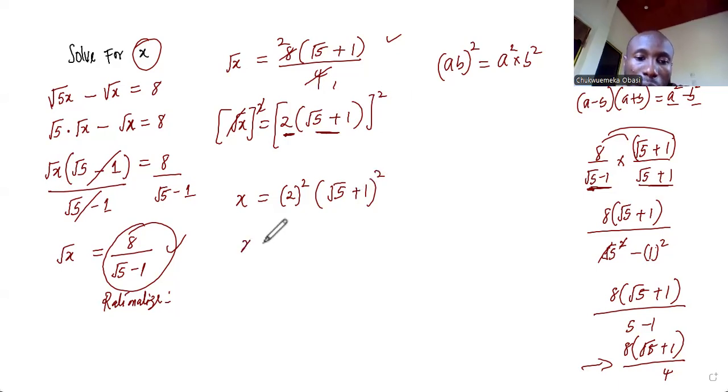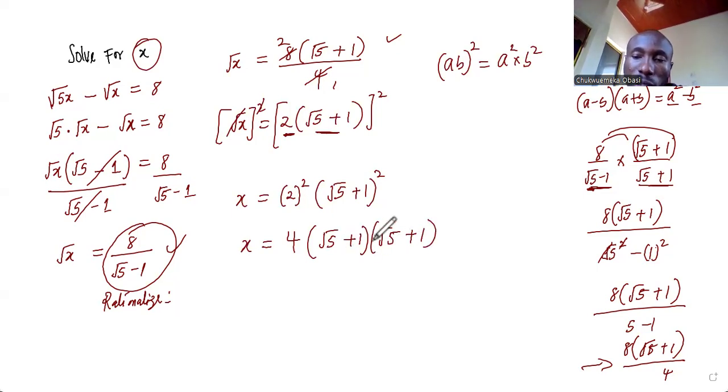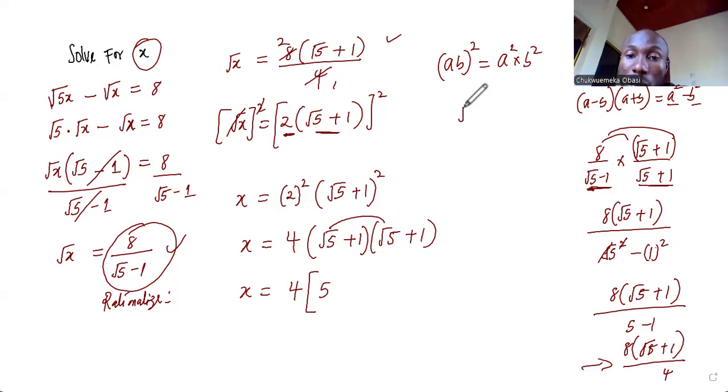Good. So we have x is equal to 2 squared, which is the same as 4, and expanding these will become the square root of 5 plus 1 times the square root of 5 plus 1. Now let us distribute. We have 4 right here. Distributing, we have root 5 times root 5. That will give us 5. Root 5 times root 5 is the same as root 25, which will still give us 5. Root 5 times 1 will give us another root 5.